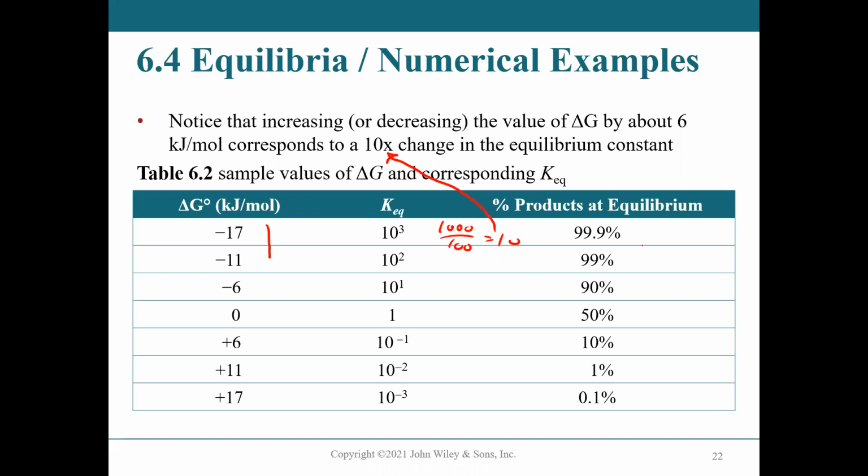And you can see, look at the difference with the products at equilibrium. You have 99.9 versus 0.1% if you go all the way down to the bottom.